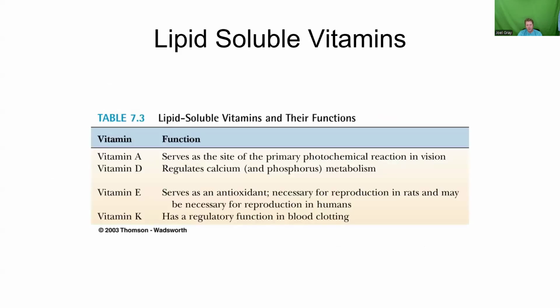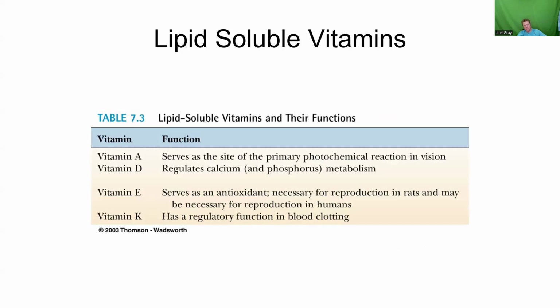Now, the last group of compounds that I wanted to talk about are lipid-soluble vitamins. Our fat-soluble vitamins, or maybe what you might know them as, are A, D, E, and K.